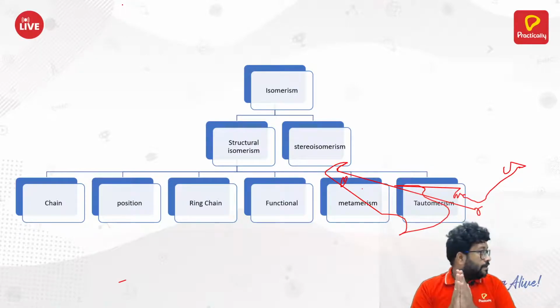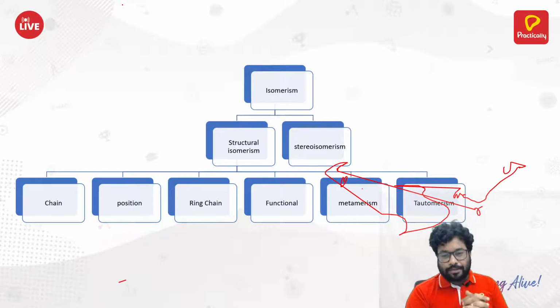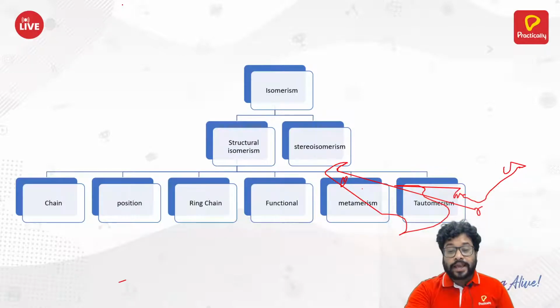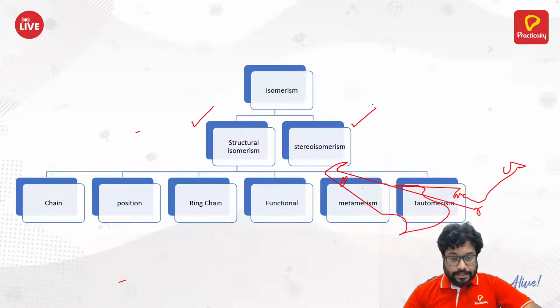What are some of the types of isomerism? There are two types of isomerism: structural isomerism and stereoisomerism. Stereoisomerism is very large, and we're going to discuss it in the upcoming sessions. But in today's session, we're going to discuss structural isomerism. What is structural isomerism?